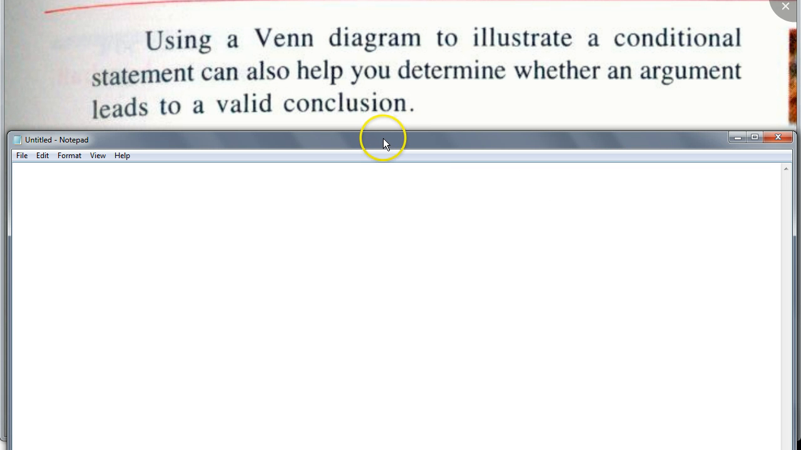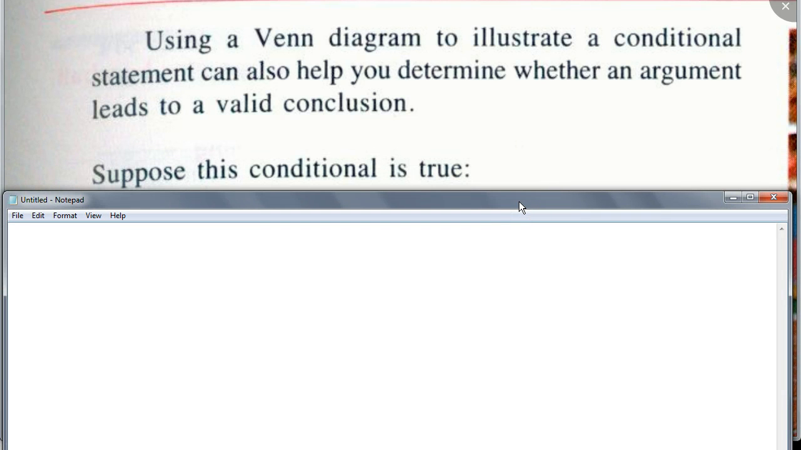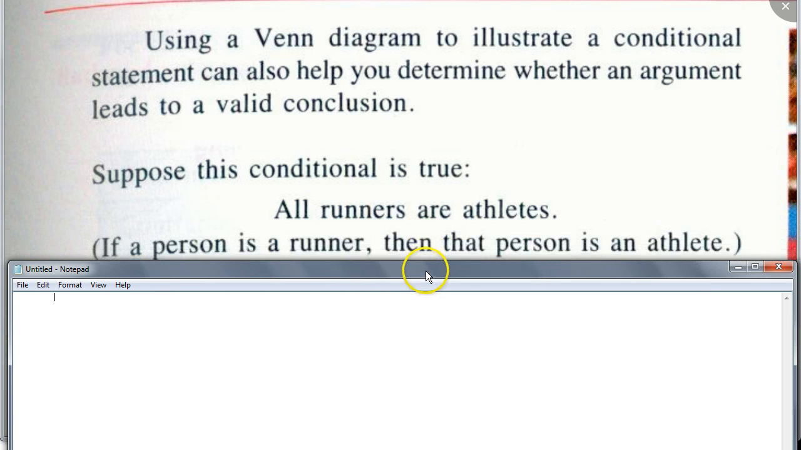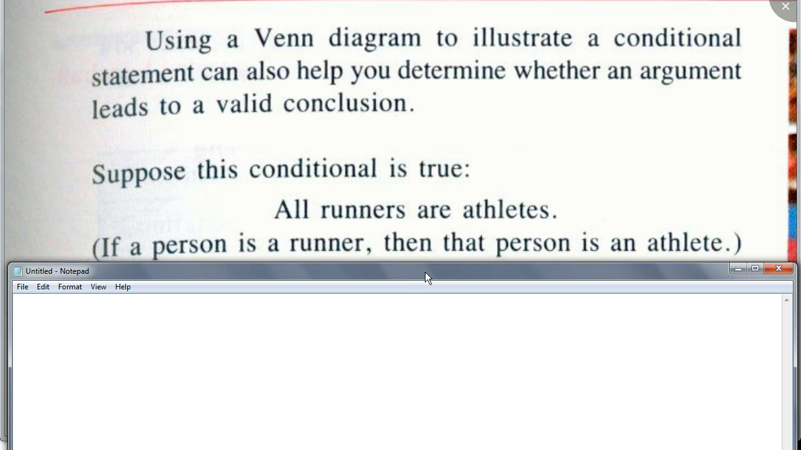Who would like to read this for us? Go ahead, Jason. Using a Venn diagram to illustrate conditional statements and also help to determine whether an argument leads to a valid conclusion. So we could use the Venn diagram to help us see whether or not it leads to a correct conclusion. Let's say this conditional statement is true: all runners are athletes. What would this be as a conditional statement? If a person is a runner, then the person is an athlete.